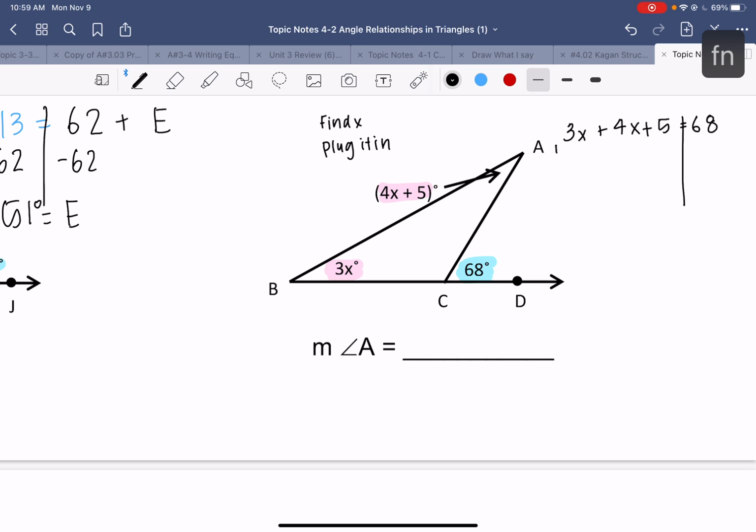All right, I'm going to combine our like terms. So 3 plus 4 is 7. We don't have any other constants other than 5, so we're going to leave that. We're going to subtract 5. And 7x equals 63. And then divide by 7. So x equals 9.